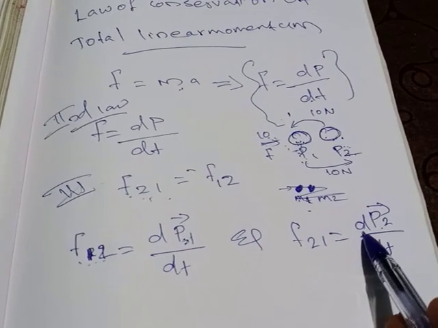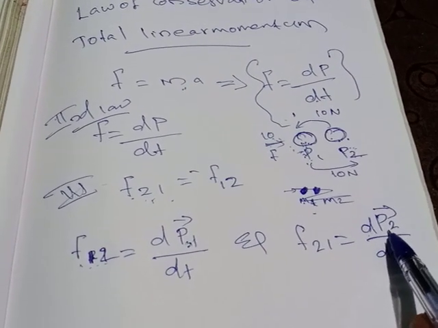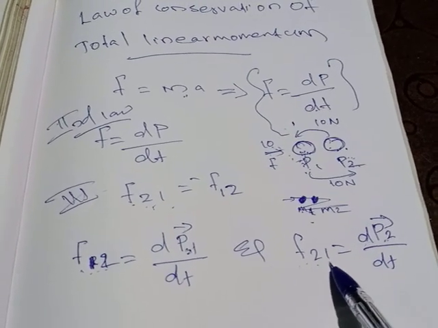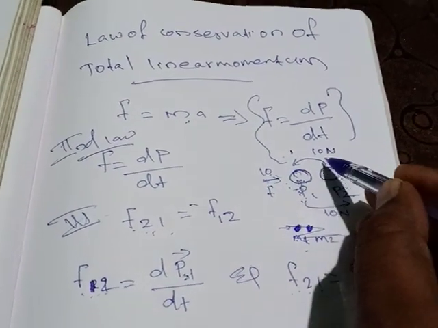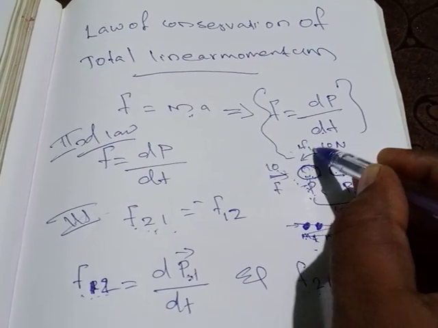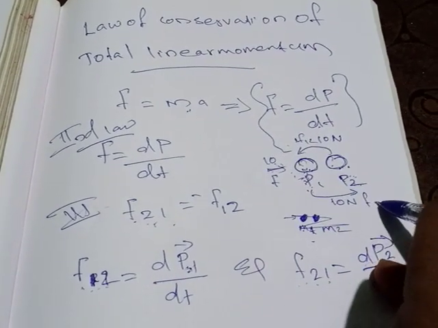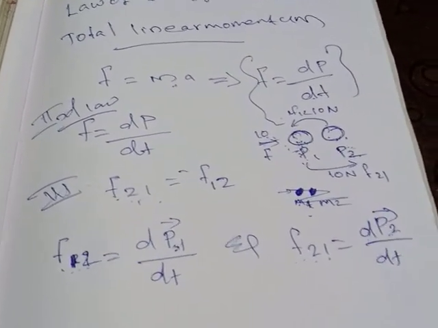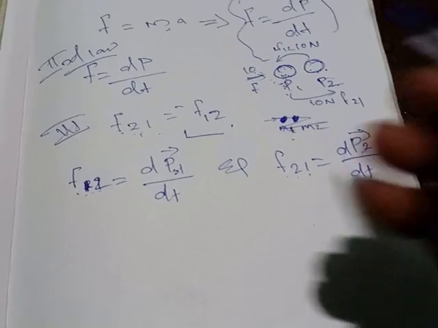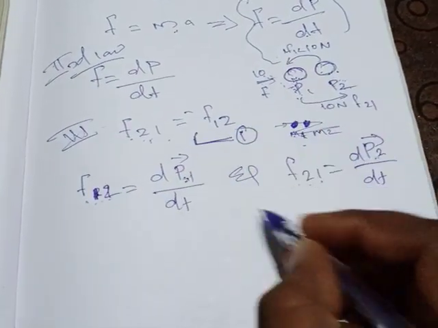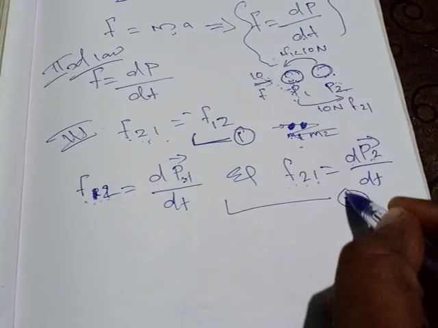And the same thing here: you can see the momentum of particle 2 is changing because of the force F21. So from here, force F12 is acting, and from here, force F21 is acting. Due to this force, the momentum is also changing. So you can take this as equation 1, and this as equation 2.